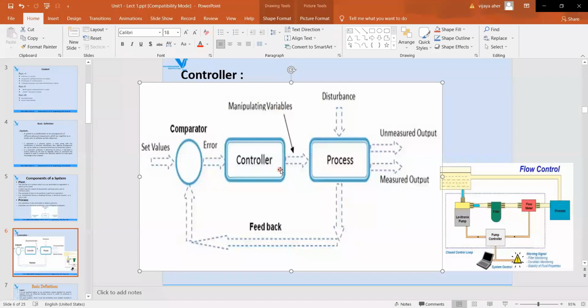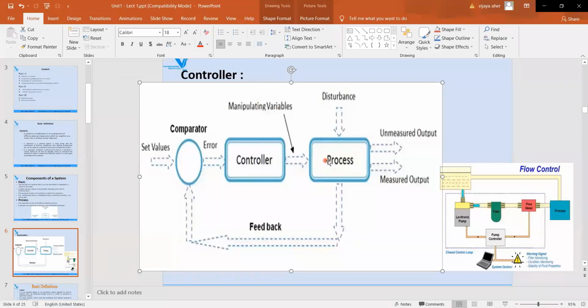Now what is the function of the controller? Generating output according to the error signal. That output of the controller is given to the process as an input. This is your process block. Now the input to the process is nothing but the manipulating variable. That manipulating variable can be manipulated as per the error signal generated here. This is the function of the controller, to control the process.